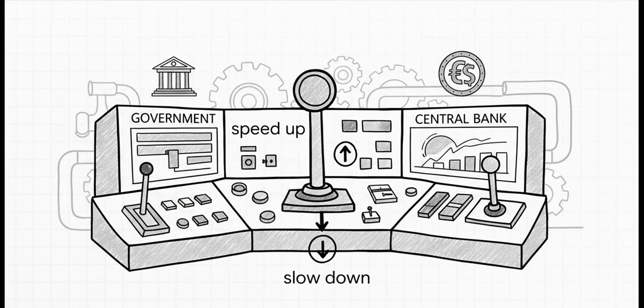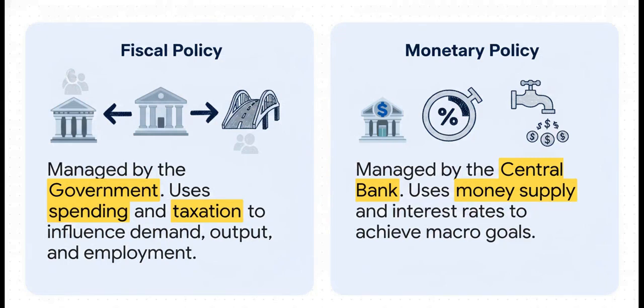So if the economy is this huge, complex machine, you might be wondering, who's in the driver's seat? Well, there are actually two main drivers, and each one has its own set of controls to either speed things up or slow them down when needed. First up, you have fiscal policy. This is the government's toolkit. They control government spending and taxation. Then you have monetary policy. That's the job of the central bank. And their tools are the money supply and interest rates.